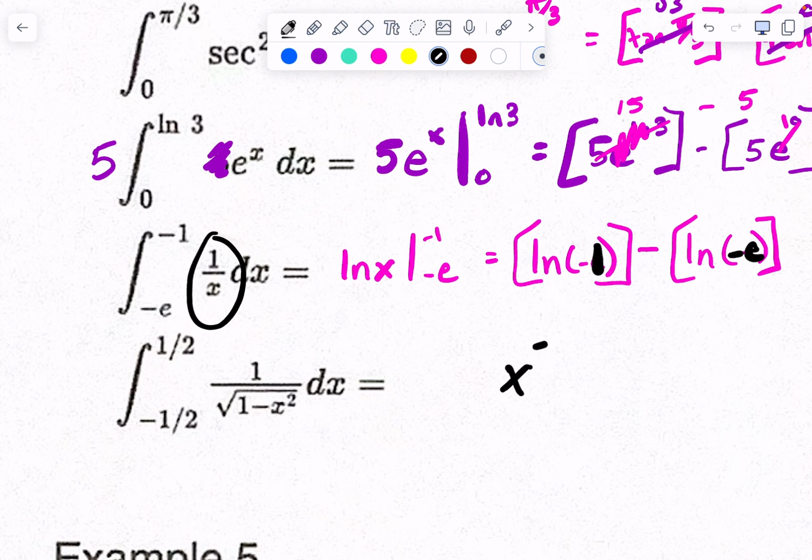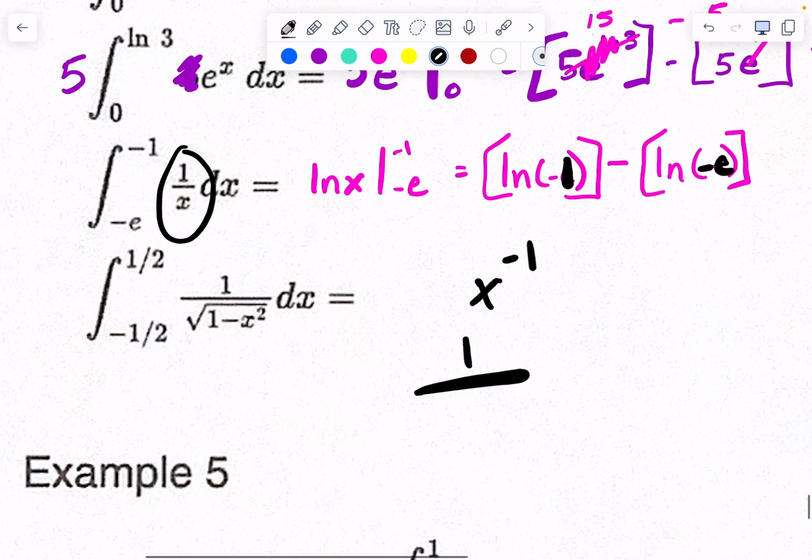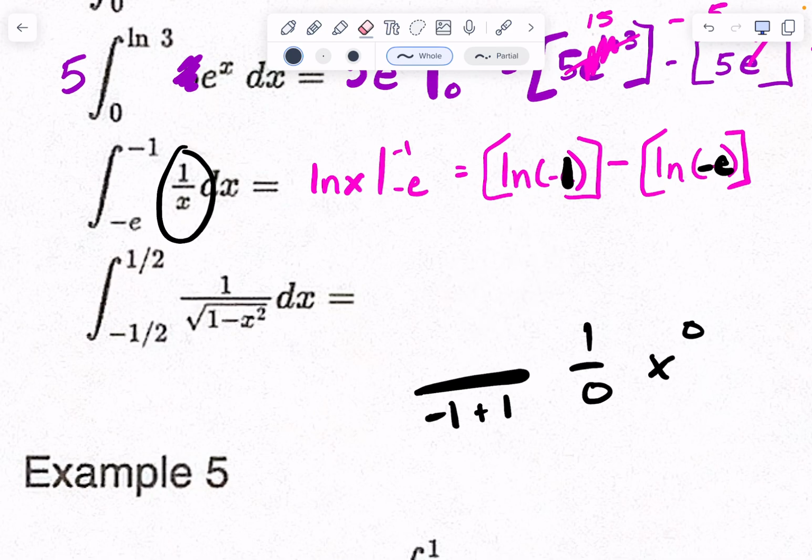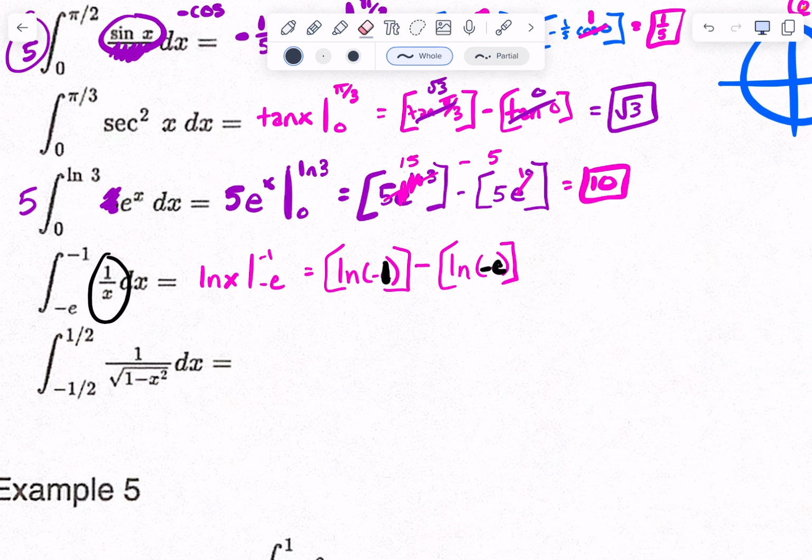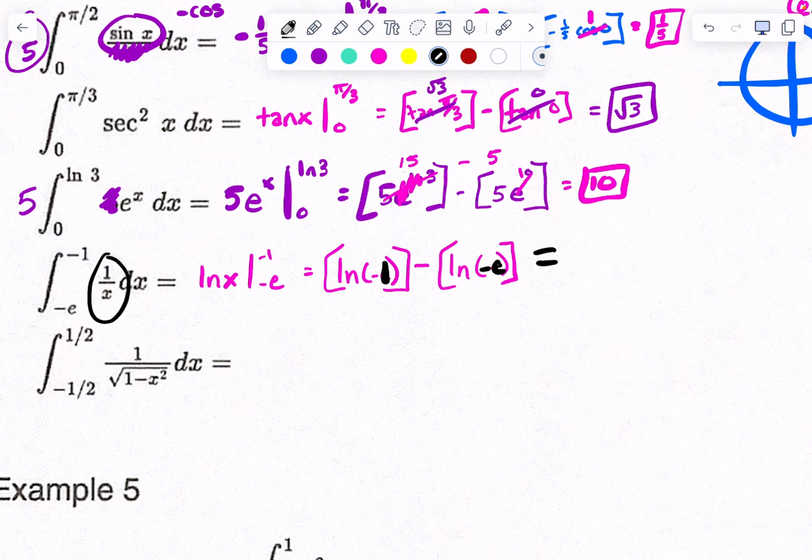If you make it x to the -1, what's -1 plus 1? 0. So this is 1 over 0, x to the 0. So then it doesn't matter. It's undefined. It doesn't have an antiderivative. No solution for that one, I don't think. That one does not work.